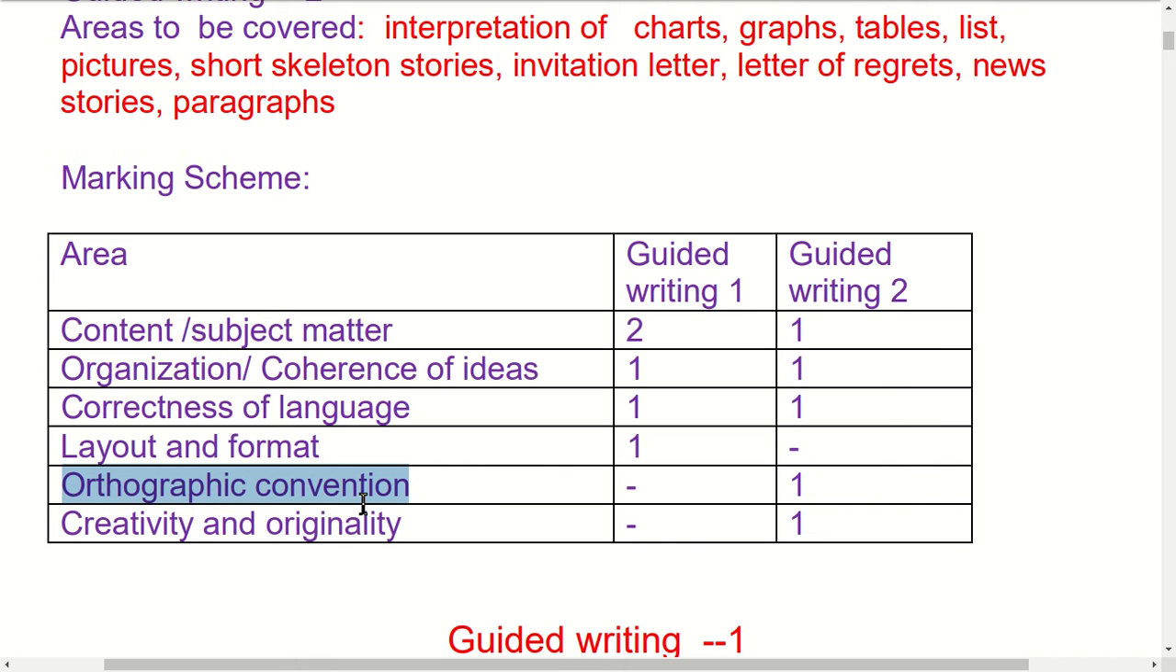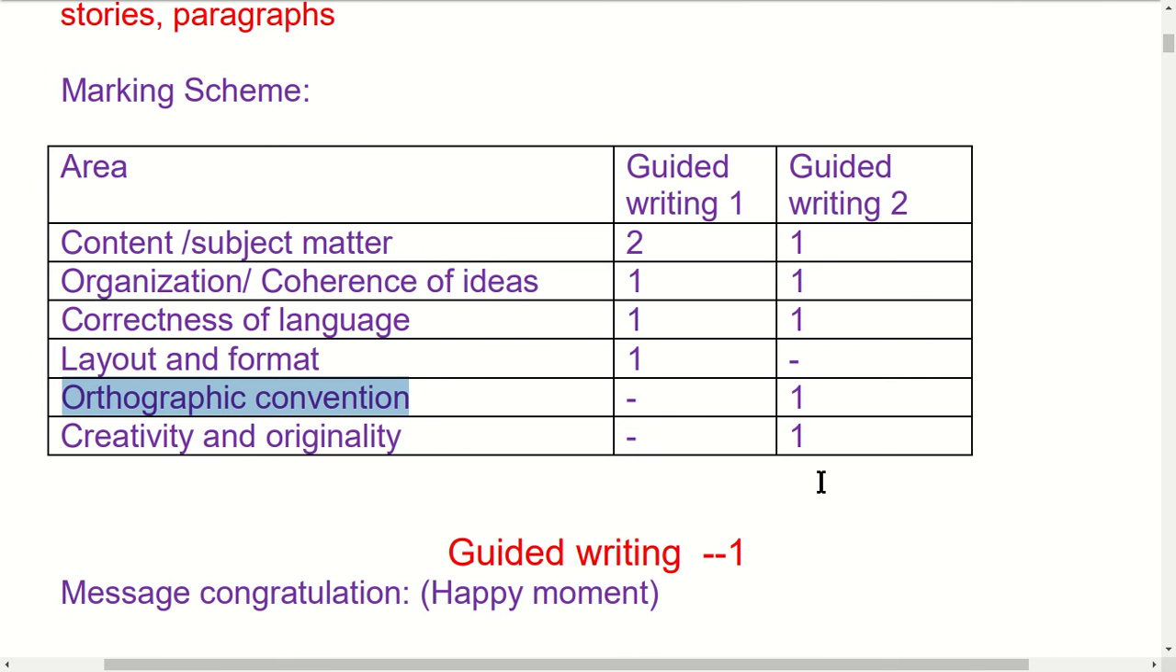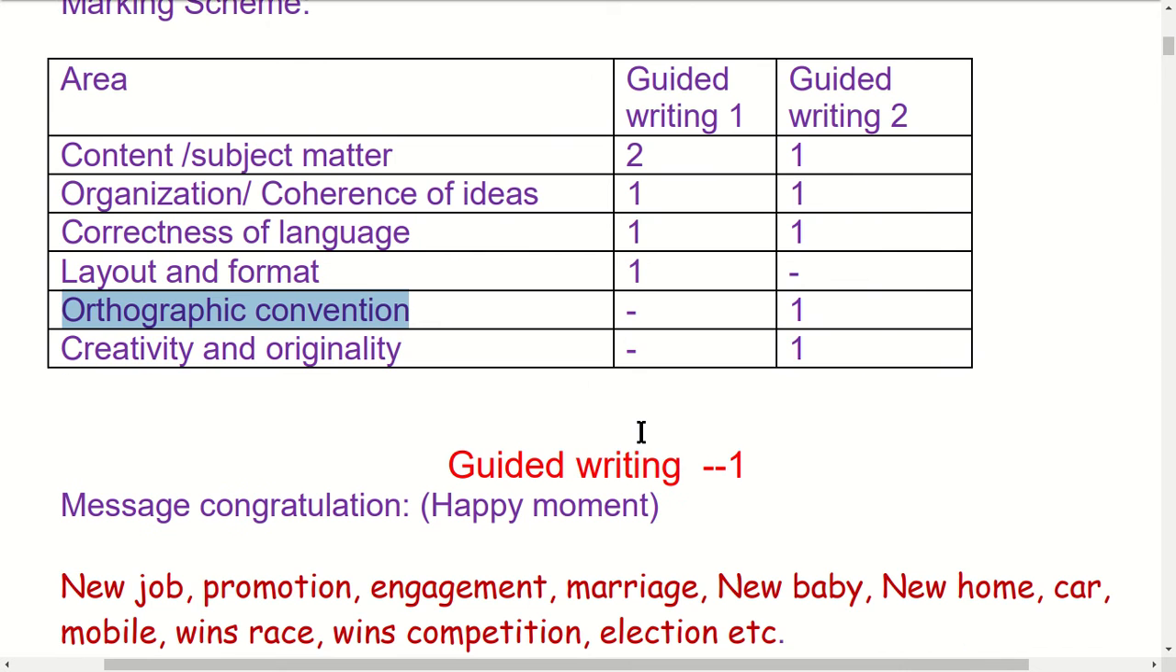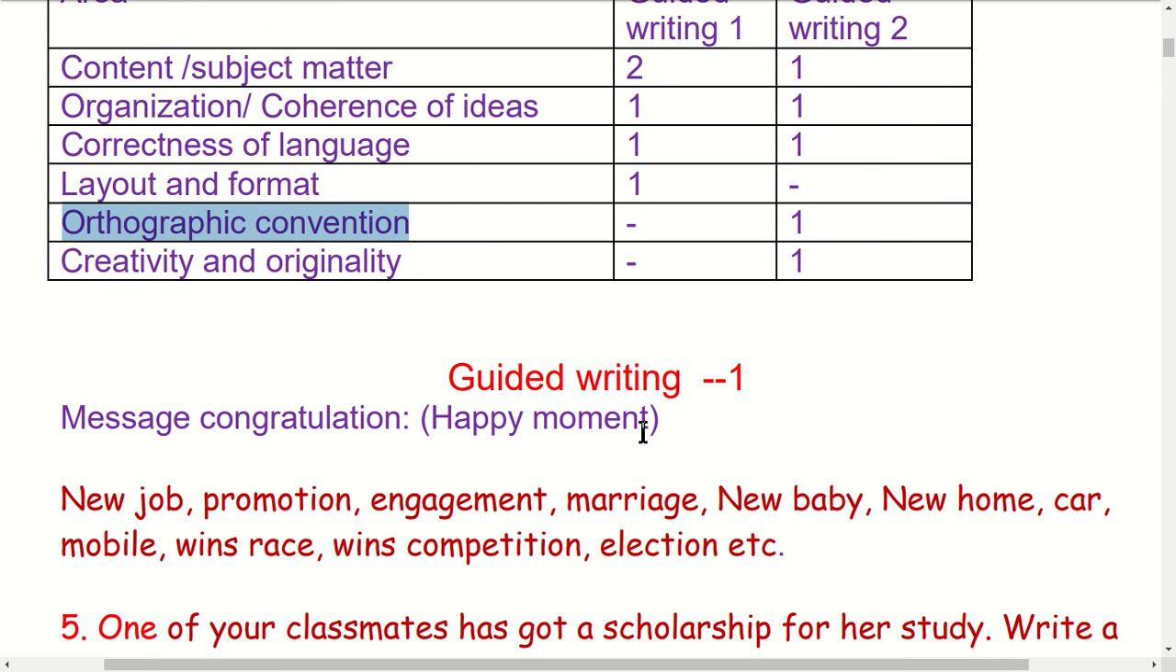And then the layout and format: you don't have to follow any layout and format in guided writing number 2. This is different. No format and no orthographic convention marks in guided writing number 1, but 1 mark in guided writing number 2. Creativity and originality: 1 mark in guided writing number 2, none in number 1. Now let me tell you something about guided writing, some examples and formats, guided writing number 1.